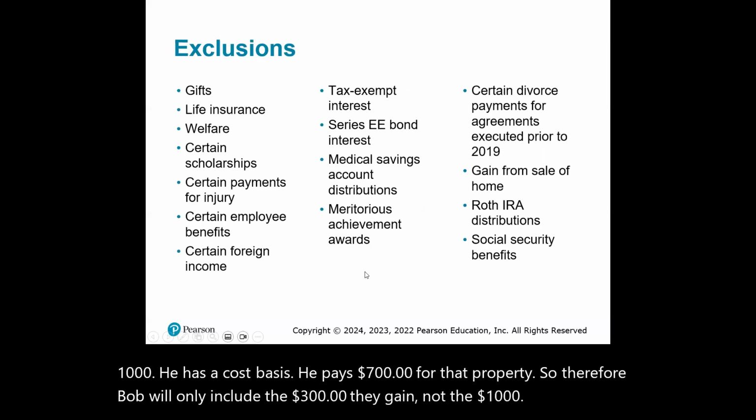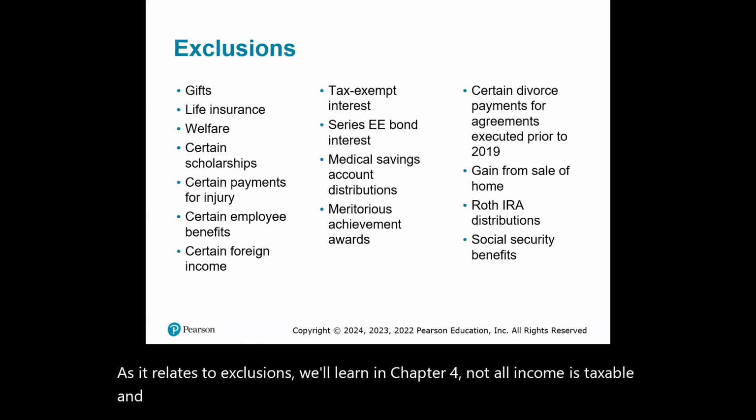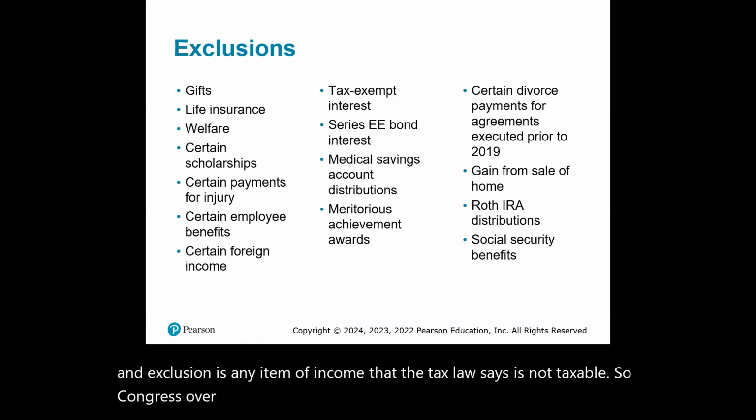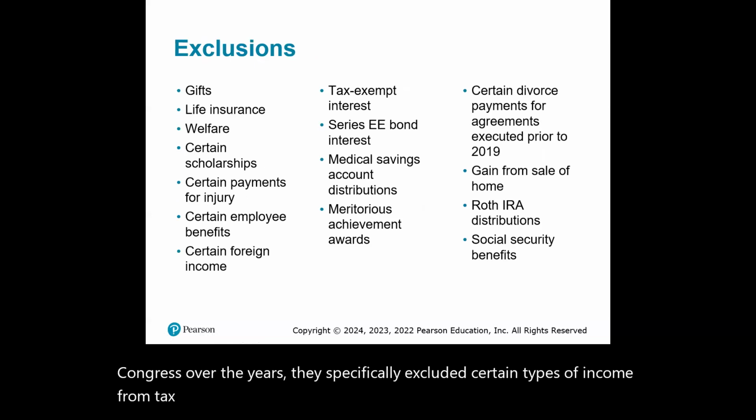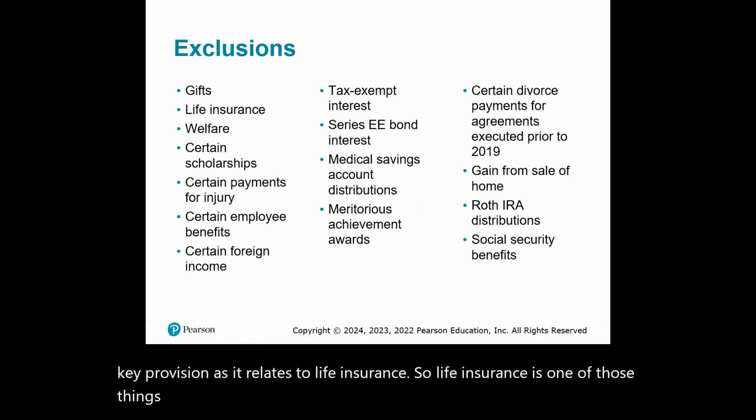As it relates to exclusions, we'll learn in chapter 4, not all income is taxable. An exclusion is any item of income that the tax law says is not taxable. So Congress over the years specifically excluded certain types of income from taxation for various social, economic, and political reasons. So one key provision as it relates to life insurance. So life insurance is one of those things that is not considered taxable.